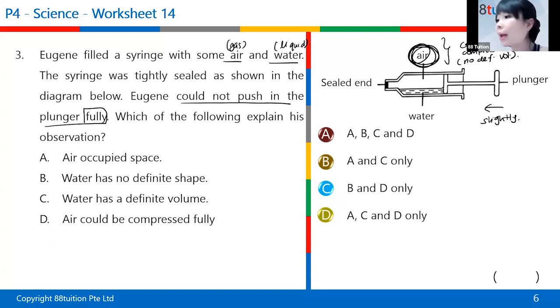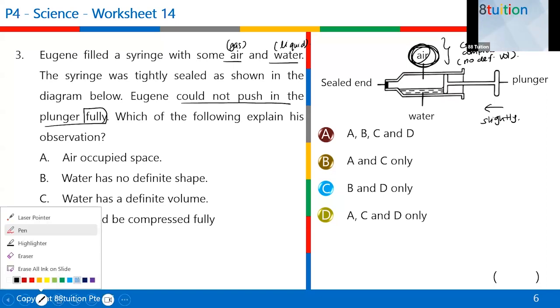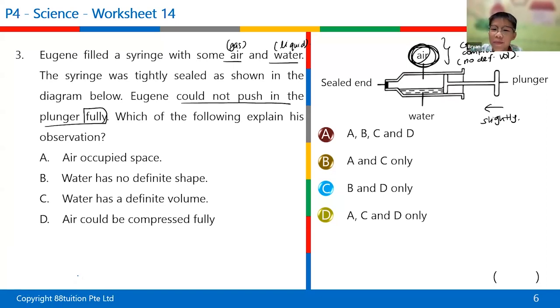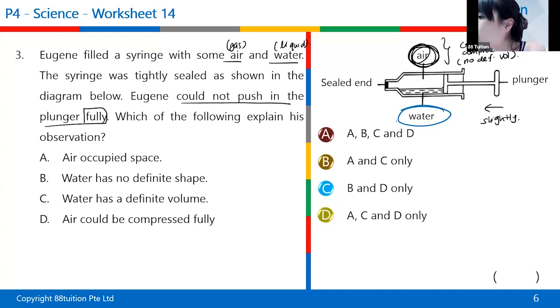Now, Brian, how come it cannot be pushed completely? What is the issue here? Because air still occupies space. I don't think so. What else is in the syringe? Water. Yes. So, my dear, water here has a definite volume, cannot be compressed. So why he can push slightly is because he can compress the air, but he cannot compress the water.